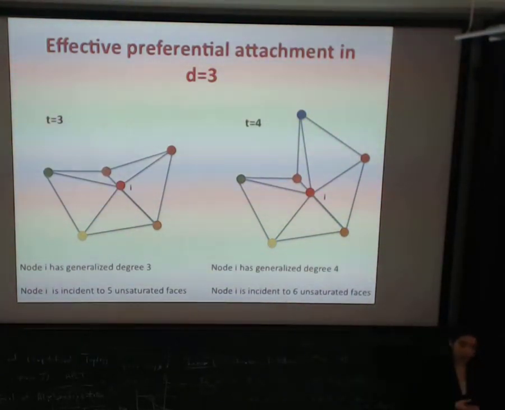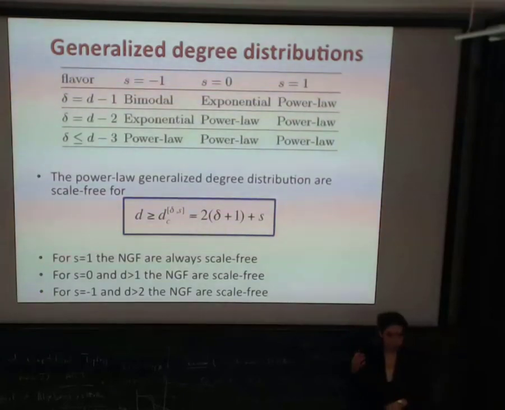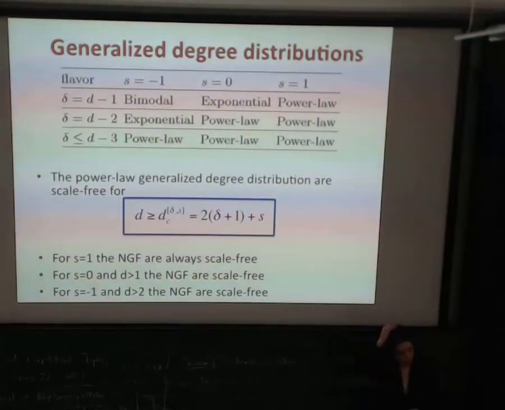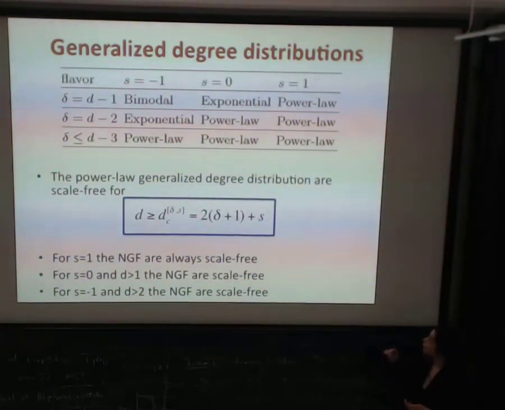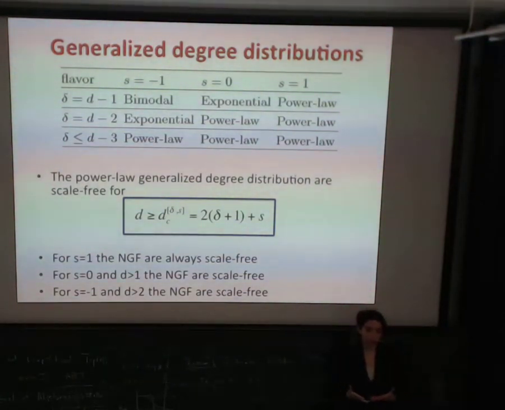And this is actually what happens in any dimension greater than 3. So the generalized degree distribution follows this very regular pattern. And if you look at the manifold, for D-1 phases: bimodal, exponential, and power law. And for s equal to 1: exponential, power law, and power law. And for preferential attachment, it is power law all the way for any dimension. And so actually, these network geometries with flavor are scale-free. We can prove that they are scale-free for any dimension greater than 2, so 3 and above.